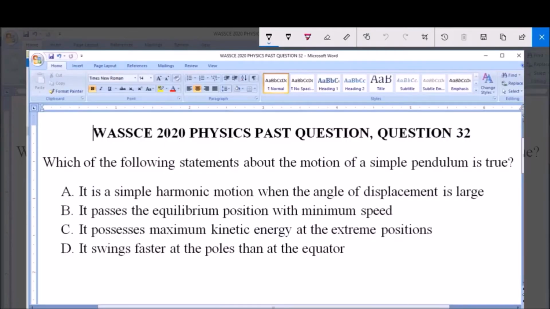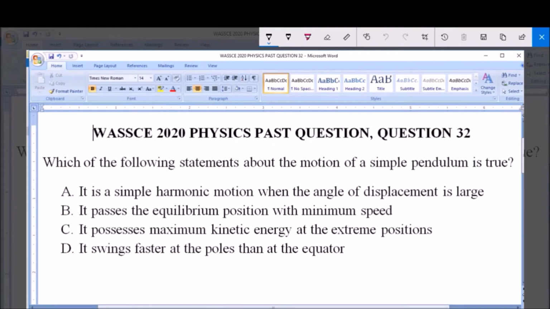Hello, good day and welcome. I'll be answering WAEC 2020 physics past question, question 32. Which of the following statements about the motion of a simple pendulum is true? A. It is a simple harmonic motion when the angle of displacement is large. B. It passes the equilibrium position with minimum speed. C. It possesses maximum kinetic energy at the extreme position. And D. It swings faster at the pole than at the equator.